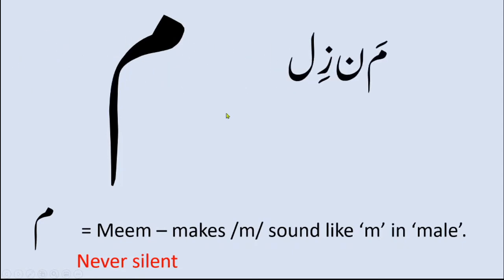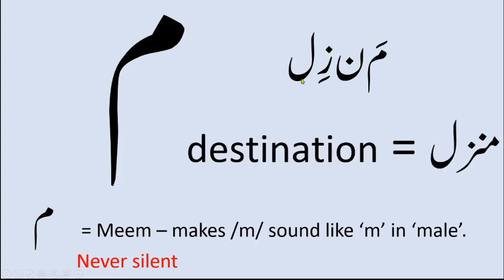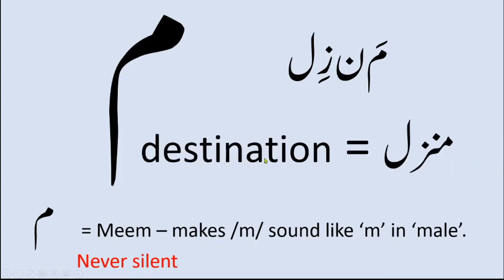Okay? Now, look at this word now. Meem, m, zabar, a, noon, n, zer, i, and lam, l. So, two syllables. Manzil. This word makes manzil, which means destination. Okay, so manzil is destination. Have you noticed we can read some Urdu now?